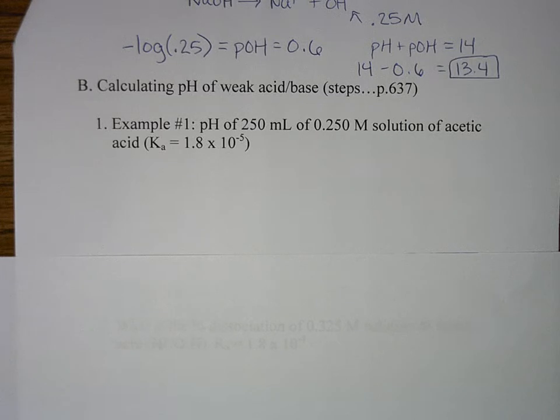Okay, you're going to be excited because you get to use ice tables on this question. Yes, because we are dealing now with weak acids. On page 637, it gives you a list of steps that you can follow to calculate the pH of a weak acid. But if I just go through this example, it will make sense to you.